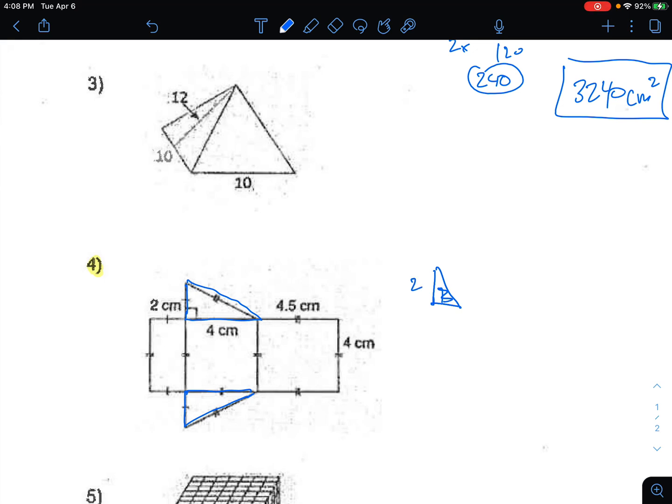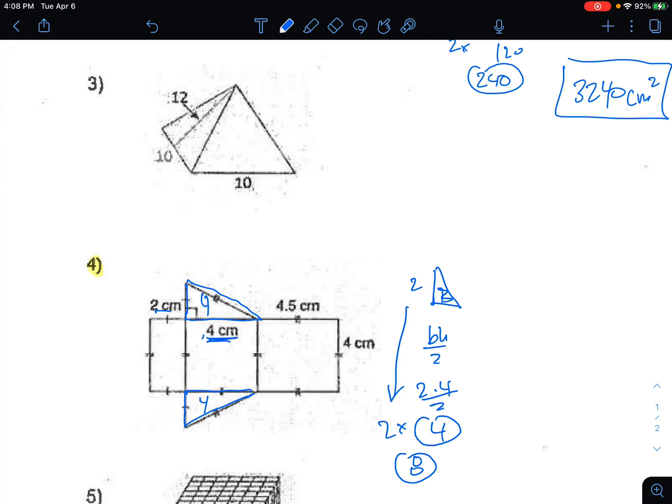And our base and our height is 2 and 4. So base times height divided by 2, that's 2 times 4 divided by 2, which equals 4. And then we got two of them, so really 8. All right, so we got these taken care of. That's 4 and that's 4. Let's do these squares now.